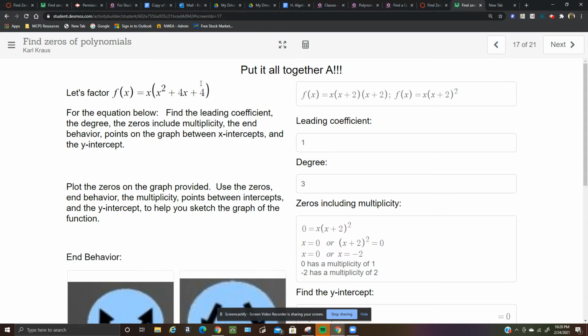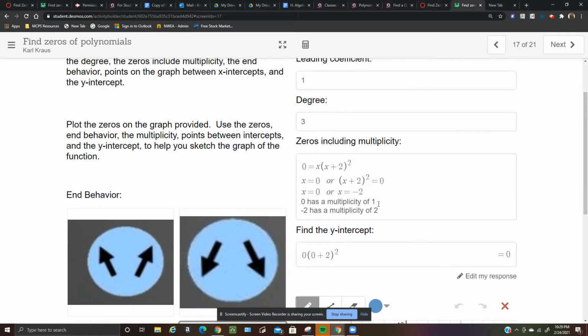In 17, you want to factor x squared plus 4x plus 4. The factors of 4 that give you a 4 are 2 and 2. So the shortest way to write that is f of x equals x times x plus 2 squared. The leading coefficient is 1. The degree is 1 plus 2, which is 3.